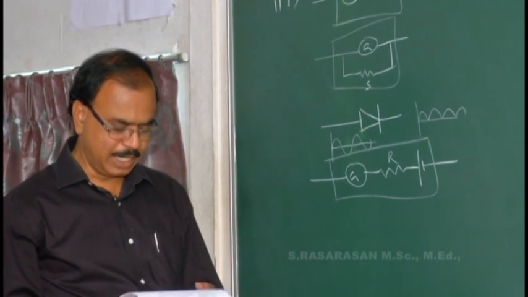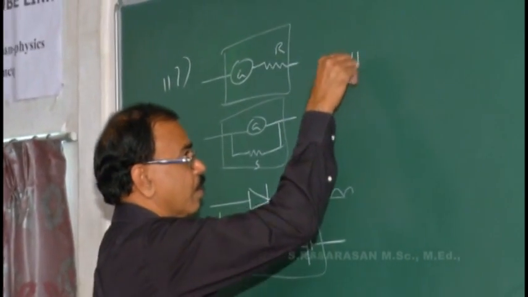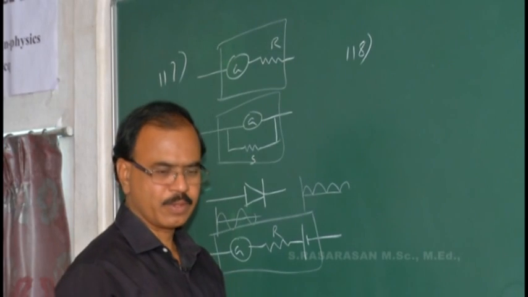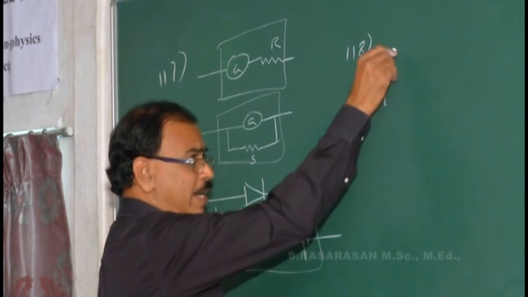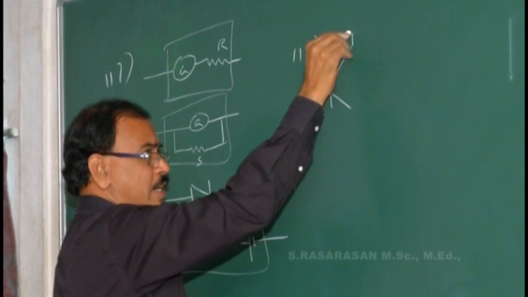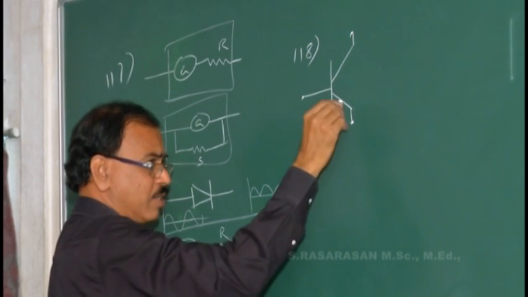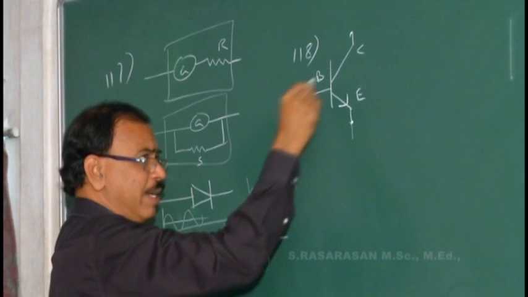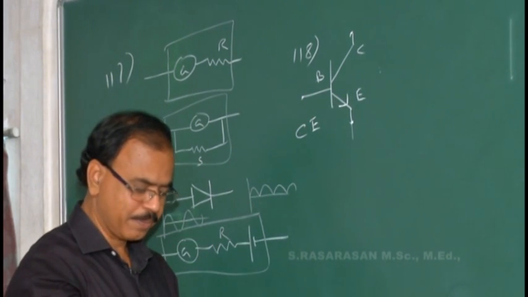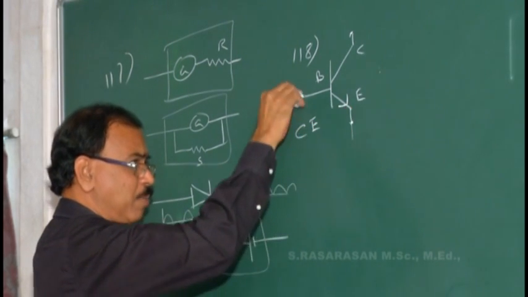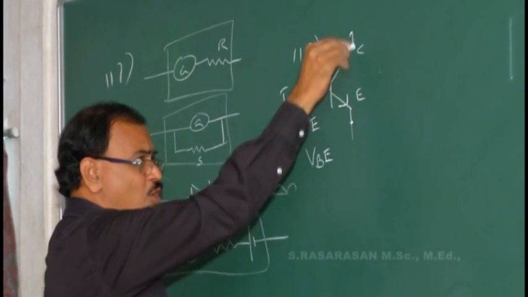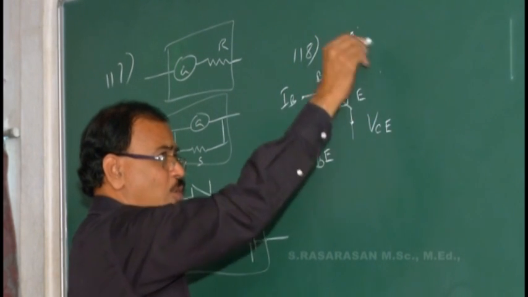Question number 118. For a transistor connected in CE mode, common emitter mode, the slope of the input characteristic curve gives. Say in a CE configuration transistor, let this be the transistor with three elements. This is an NPN transistor: emitter, base, collector. Here the emitter is common for base and collector, that's why it is called CE configuration. So in this common emitter configuration, input voltage is VBE, base emitter voltage, input current is IB, base current, output voltage VCE, collector emitter voltage, output current is IC.